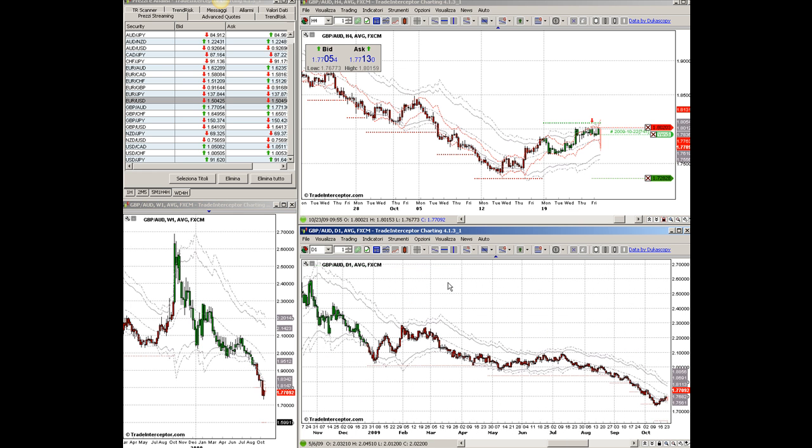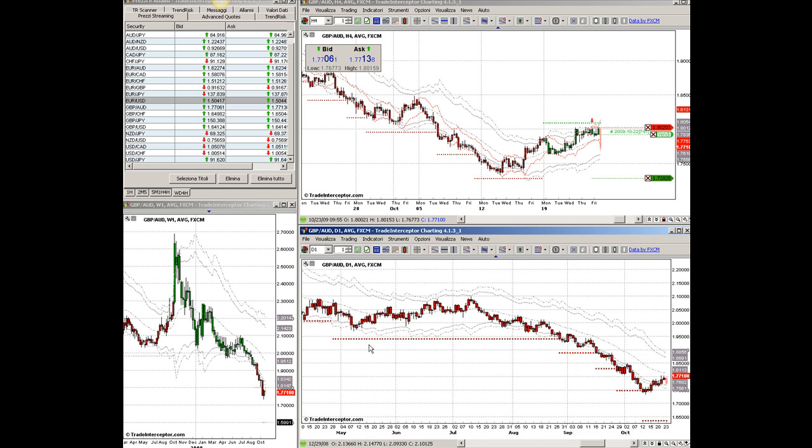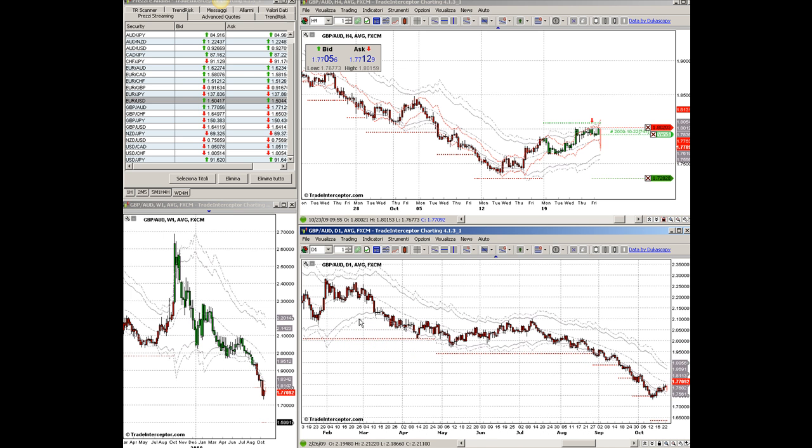You can see the daily here. The weekly is for sure a slower time frame, and the daily is a smaller time frame, so it's faster. On the daily you can see that the trend is completely down. Actually, this is a very good example of a strong trend, and how well Trendrisk tracks the trend.